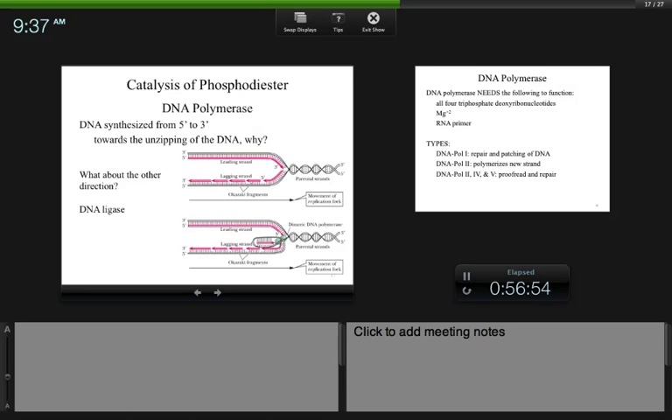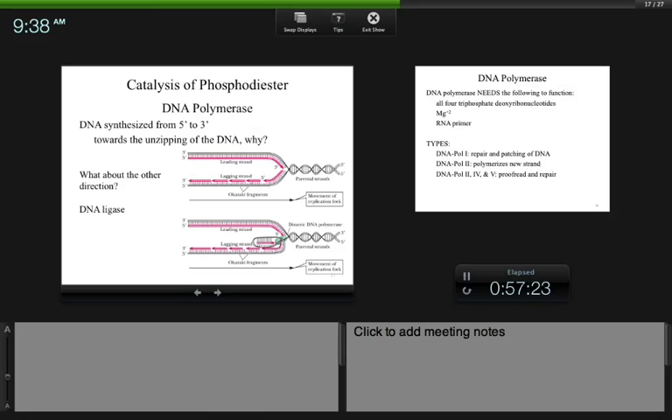What happens as we unzip? What do we expose? Single-stranded DNA. What do we want to do to that single-stranded DNA? We want to get that protected and not destroyed by nucleases as fast as possible. So as soon as we unzip, we want to put in a nucleotide so that we can prevent it from getting destroyed. Okay? So we're always going to be synthesizing towards that unzipping process. Okay? So the 5' to 3' works pretty well as far as that.